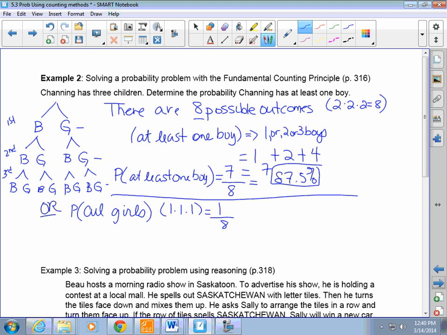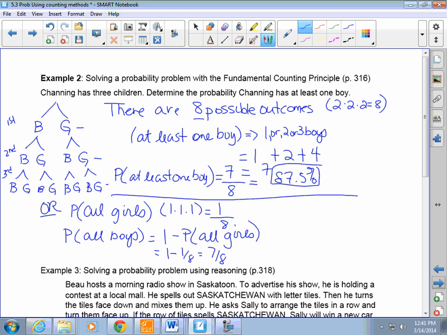So then what I could do is, knowing that the probability of having all girls, which would be 0 boys, means that if I take away this probability from 1, remember my probability is always between 0 and 1, so the probability of all boys, to figure it out in another way, is taking 1, the most I could have, minus the probability of having all girls. So that would be 1 minus 1/8, which is 7 over 8. So I get the same answer.